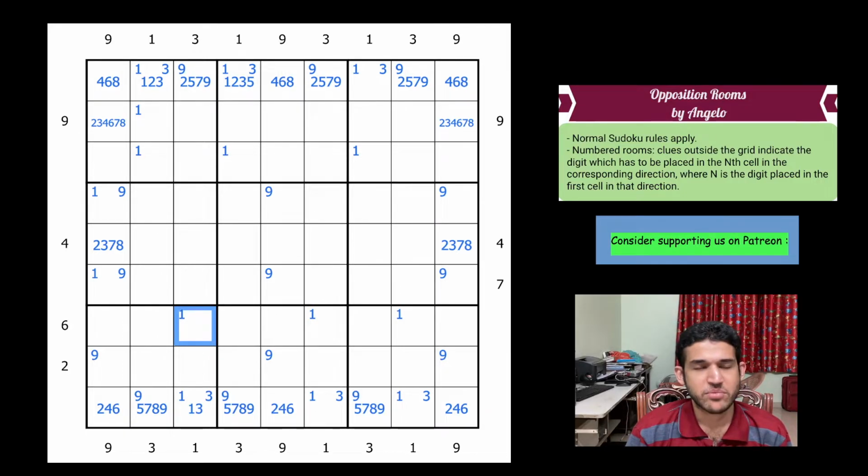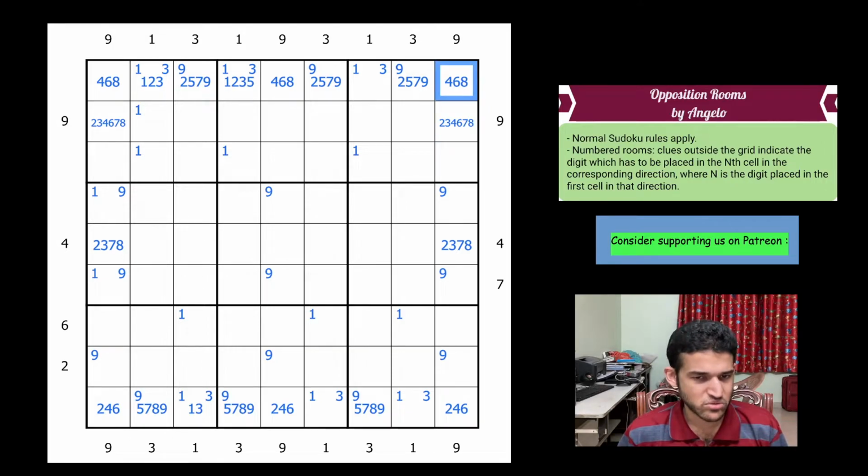So I don't see how I can make progress here without just guessing here. Oh, am I seeing something? Can this be 4 or a 6? In which case this will be 8 and this will be 2. And this will also be 4 and 6. So this could not be 4 and 6. So you can't have 4-6 pair in these cells. That was tough to see, guys.